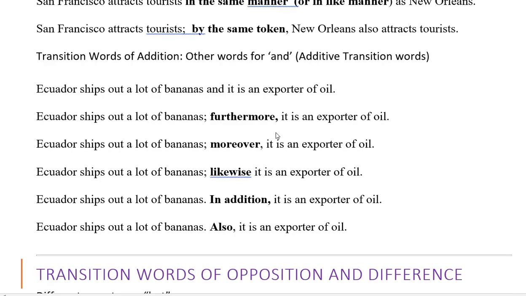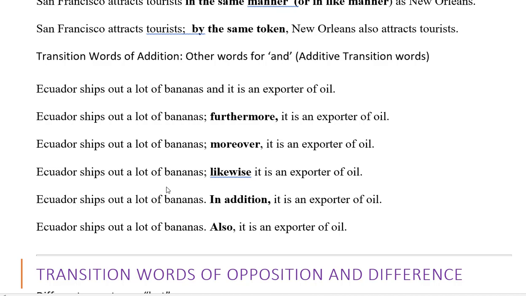Here are more ways of saying and. Instead of saying Ecuador ships out a lot of bananas and it is an exporter of oil, here you would say furthermore, moreover, likewise, in addition, also. So you would say Ecuador ships out a lot of bananas. Furthermore, it is an exporter of oil.